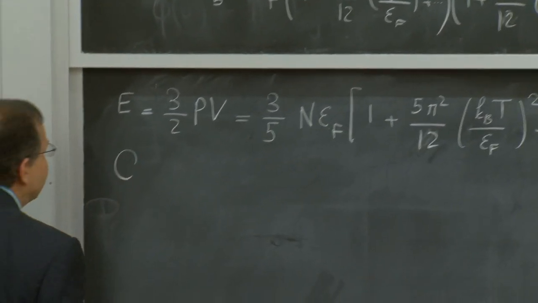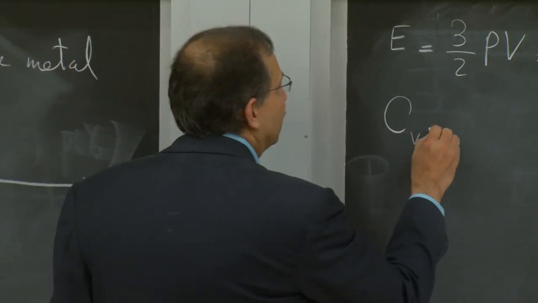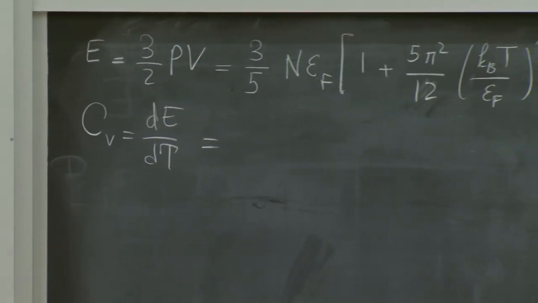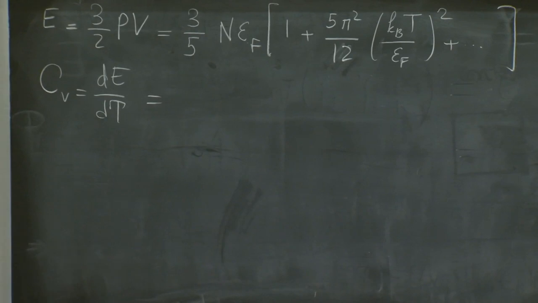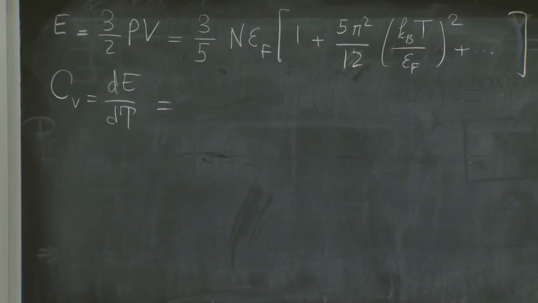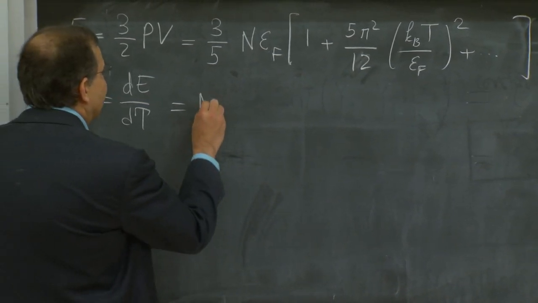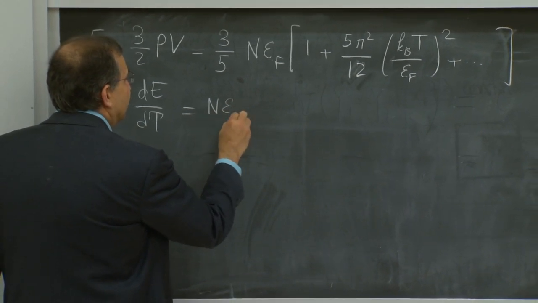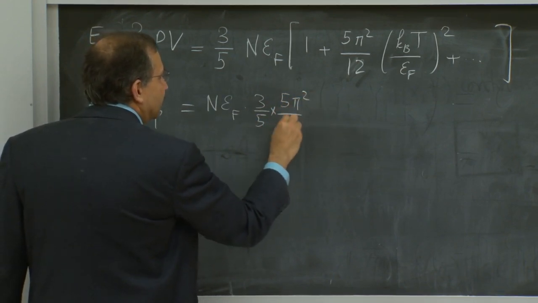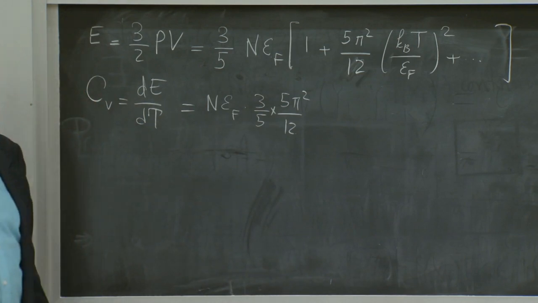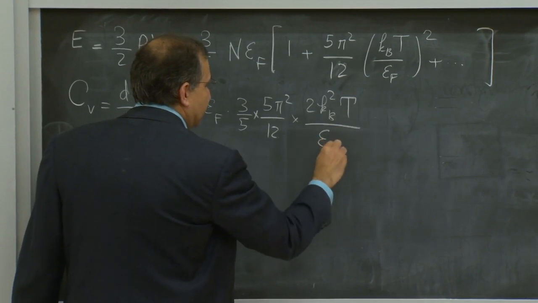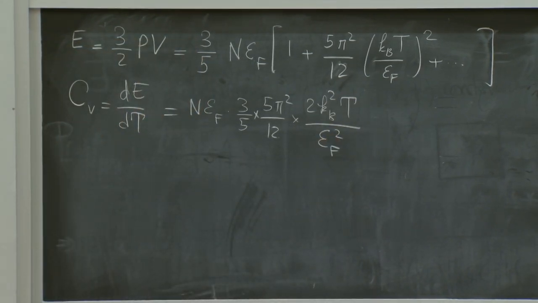So if I ask what's the heat capacity at constant volume, this is dE by dT. So just taking the derivative. The zeroth order term, of course, is irrelevant. It doesn't vary with temperature. It's this T squared that will give you the variations. Okay, so what does it give me? I will have n epsilon f. I have 3/5 times 5 pi squared over 12. The derivative of this combination will give me 2 kB squared T divided by epsilon f squared. There will be, of course, higher order.